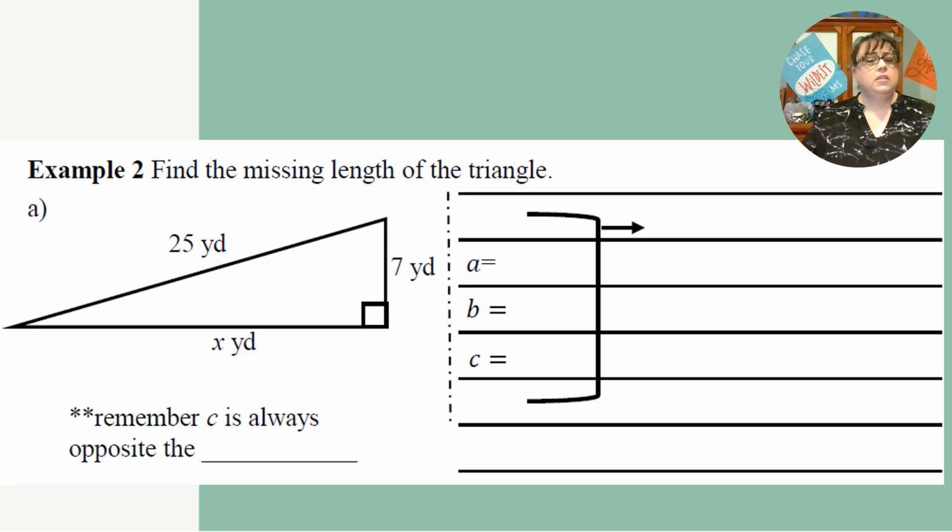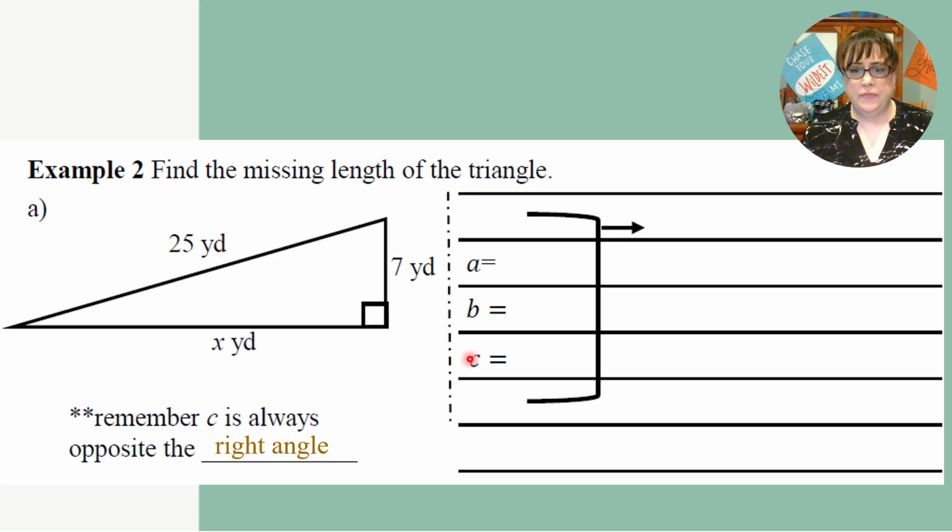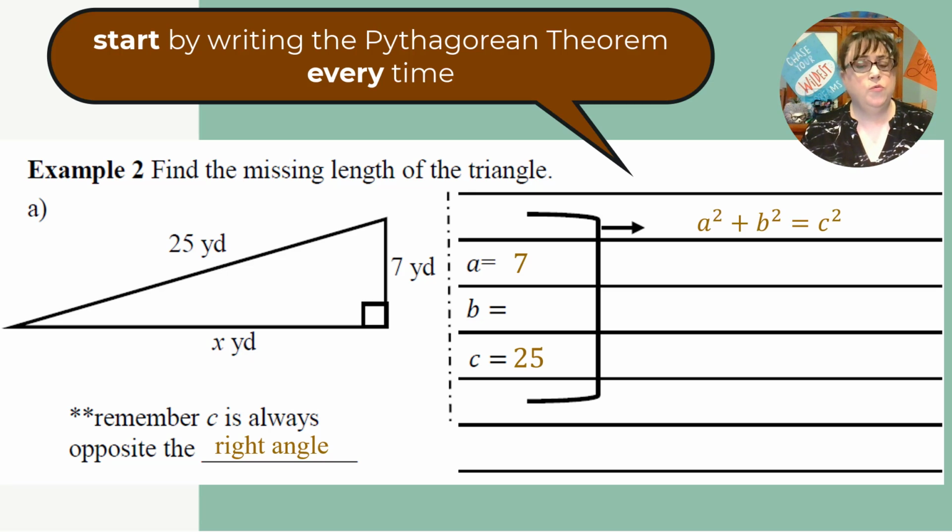So now let's look at this problem. On this problem, remember, if I go directly across from my right angle, that is my hypotenuse. So C is always opposite the right angle. So that means that 25 is C. And 7 is either A or B. It doesn't matter which one you put it in for. So we're going to go ahead and put 7 in for A and 25 in for C. And you're going to write A squared plus B squared equals C squared.